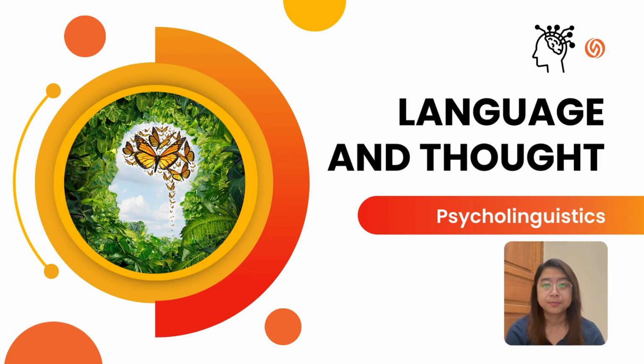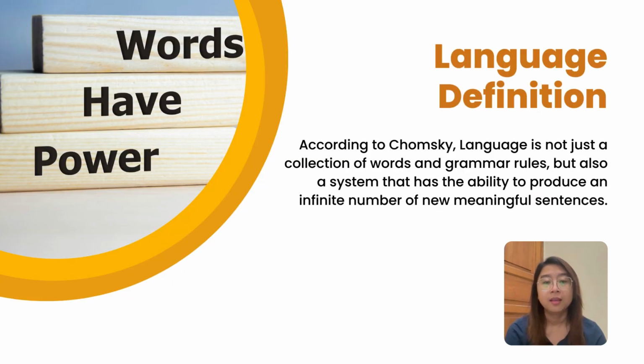thinking about. But before we continue with the material that discusses the relationship between language and thought, I would like to explain first what the definition of language and thought is. According to Chomsky, language is not just a collection of words and grammar rules, but also a system that has the ability to produce an infinite number of meaningful sentences.